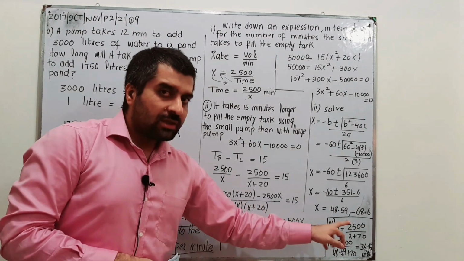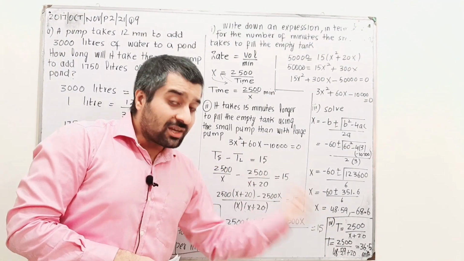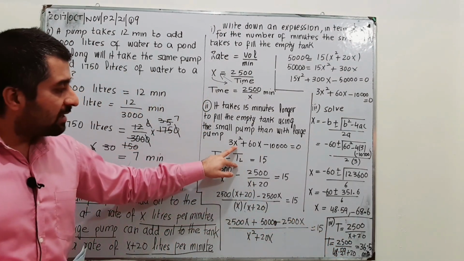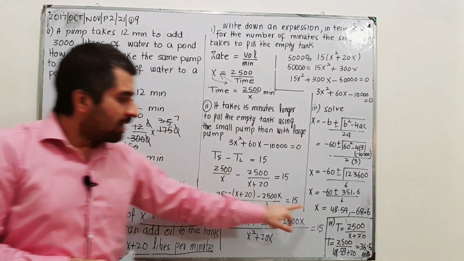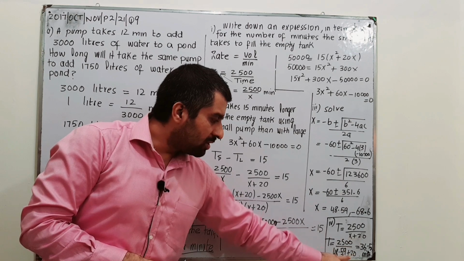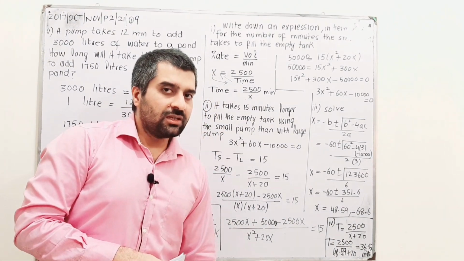In part 4, they have asked you to find the time taken by the large pump. Time taken by the large pump is 2500 over x plus 20, where x is 48.59. Use x as 48.59, plus 20, and it will give you 36.5 minutes, that is 36 minutes and 30 seconds.